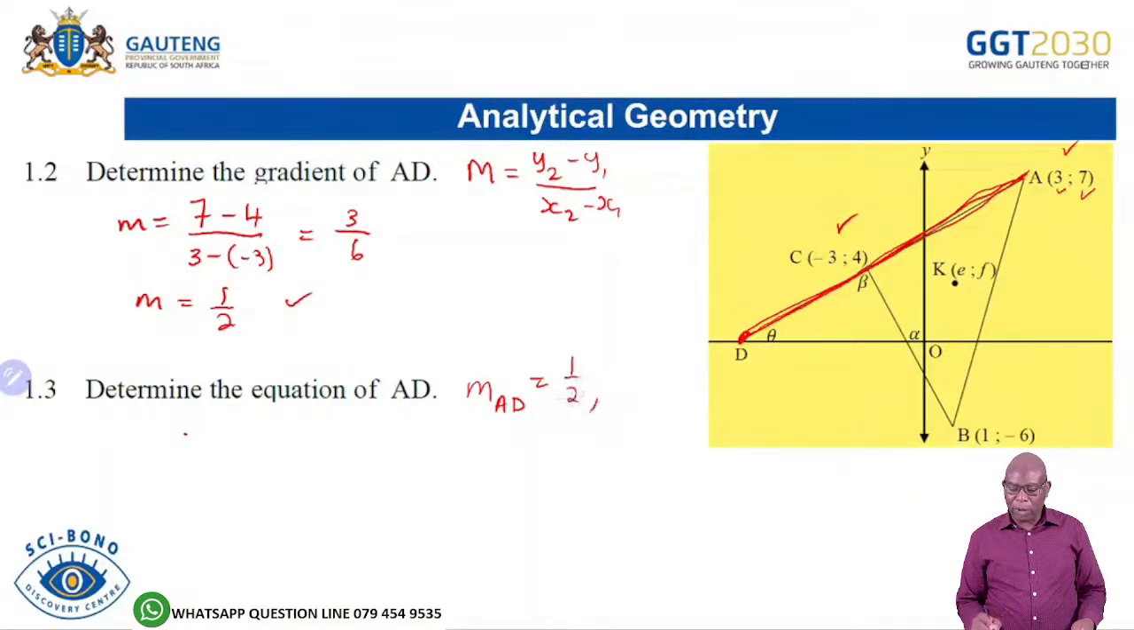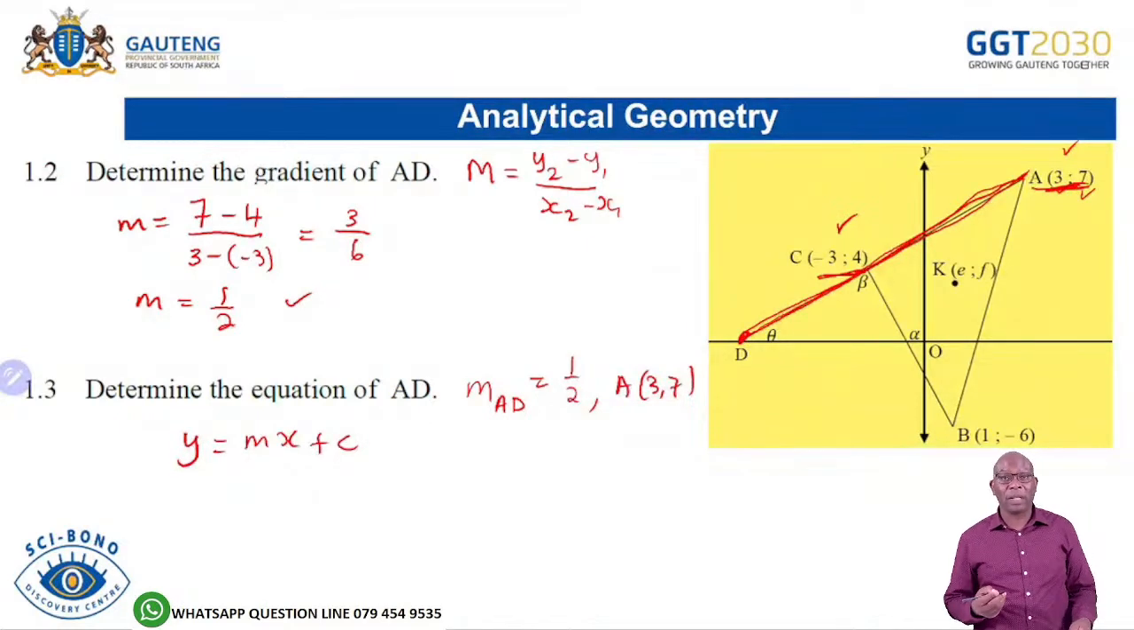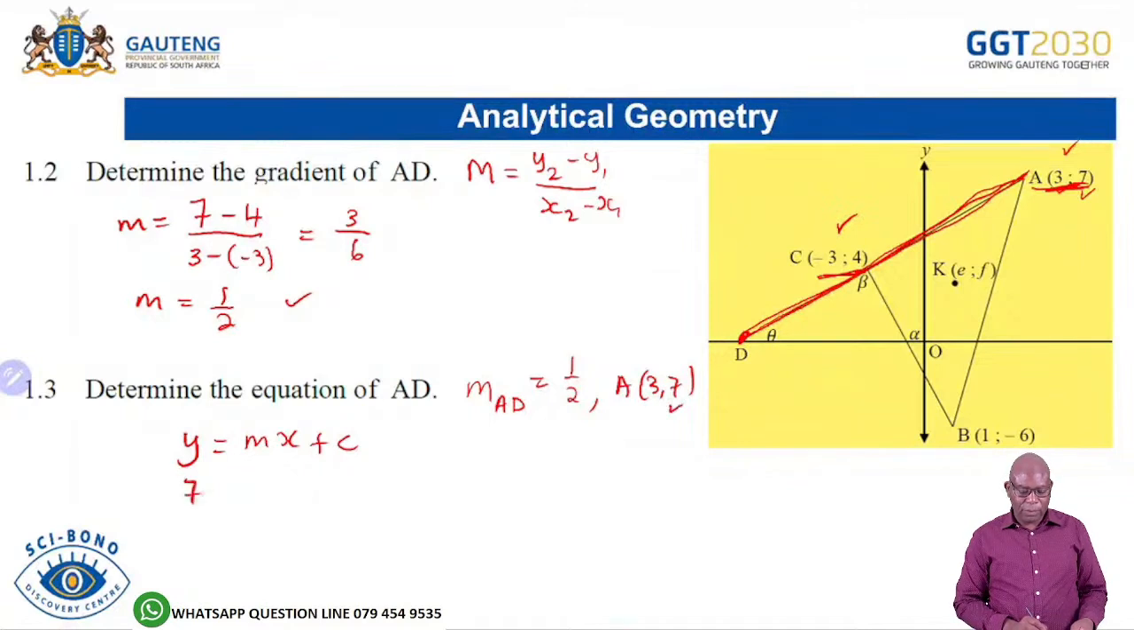And I also need a point. So I can either use this point here or that point there. I prefer using the positive values rather than negatives. So then I can choose a point here, which is 3 and 7. So I'll have y equals mx plus c. Remember, this is the equation of the straight line. So I can substitute. My y value is 7. My gradient is a half. My x is a 3.